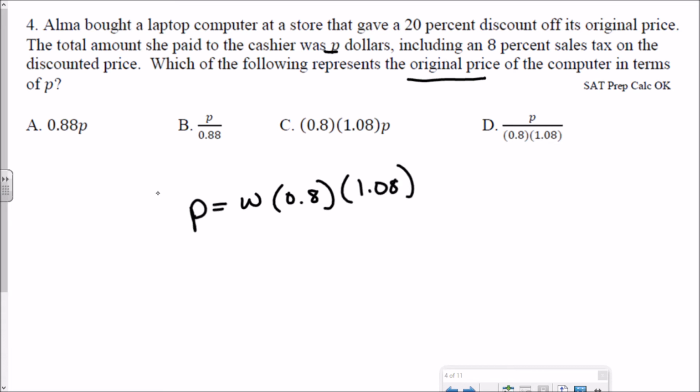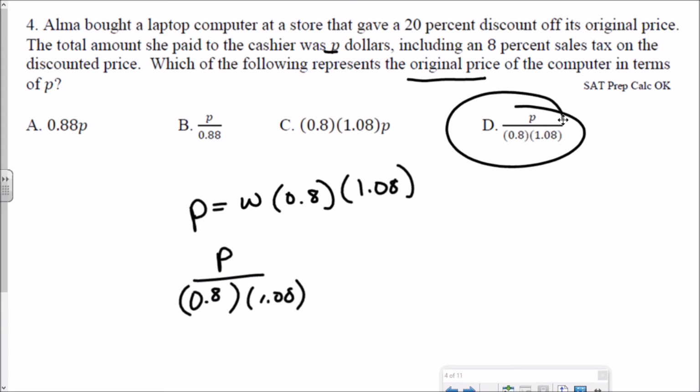Now, here's the thing, it wants an expression for, or so which one of these represents the original price. So I'm going to go ahead and solve for W. What do we get? We get P over 0.8 times 1.08. And that would give us this guy right here.